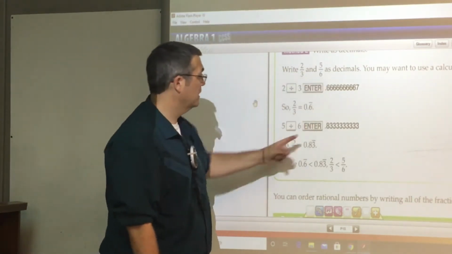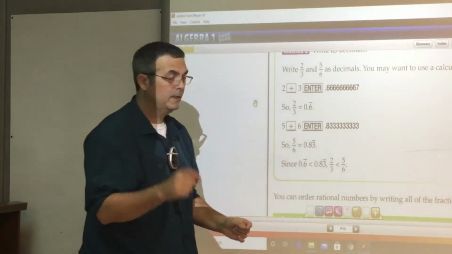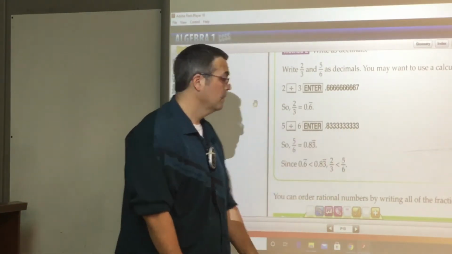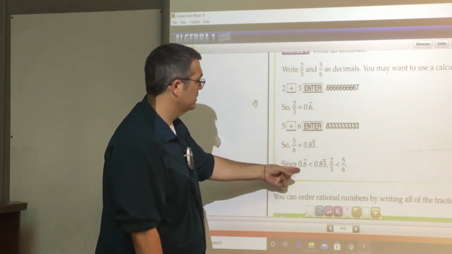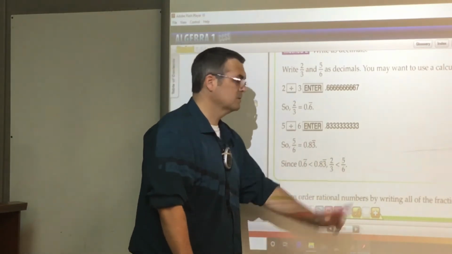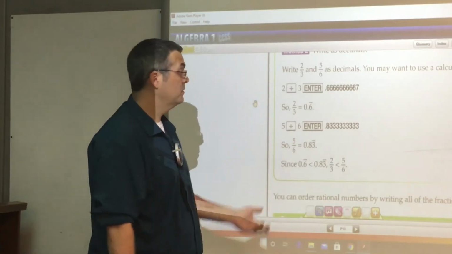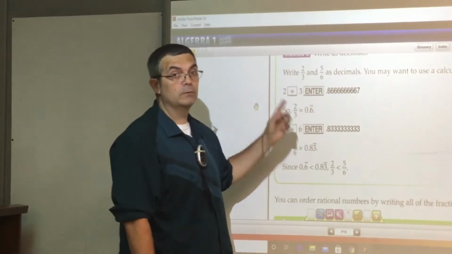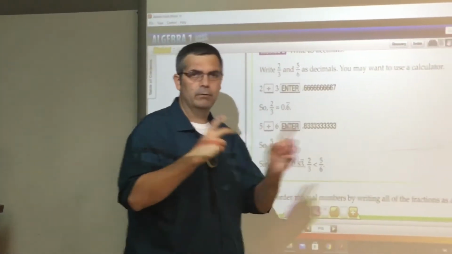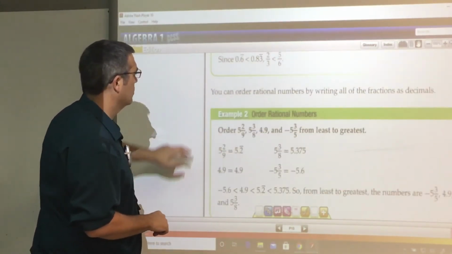And then they did the same thing to the other one, 5/6 equals 0.83 with the 3 repeating. Notice they didn't put the bar over the 8, they just put it over the 3, because the 3 is the part that's repeating. All right, and then they said, well, 0.6 is less than 0.83, so therefore 2/3 must be less than 5/6. This is the easier way. If you got a calculator, do this. But if you don't, you need to know that other method. You got to be able to do that. So those are the two ways to compare fractions. And then come down here and you order.